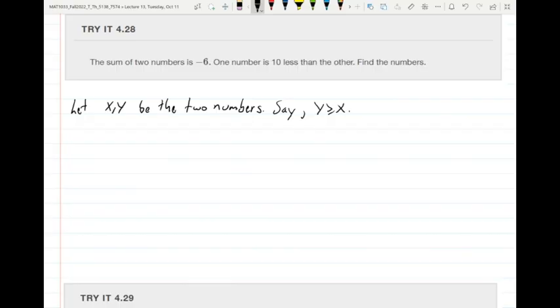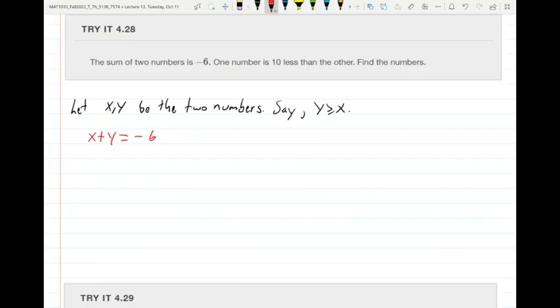Okay, now that we have our variables, let's come back and read from the beginning, sentence by sentence, and write our equation. Let's see, the first sentence. The sum of two numbers is negative 6. What equation does that give you? What's the equation? x plus y equals negative 6. Is that clear? All right.